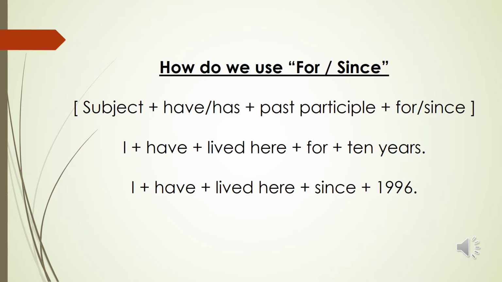For example, I have lived here for 10 years. I have lived here since 1996. Now the time is given differently. In the first sentence, 10 years are given. It can be any 10 years, right? It can be from 1990 to 2000. It can be from 2000 to 2010. So we are not sure about the time, so we are using for with this time period. In the second sentence, exact time is given, which is 1996. So we are using since in this sentence.